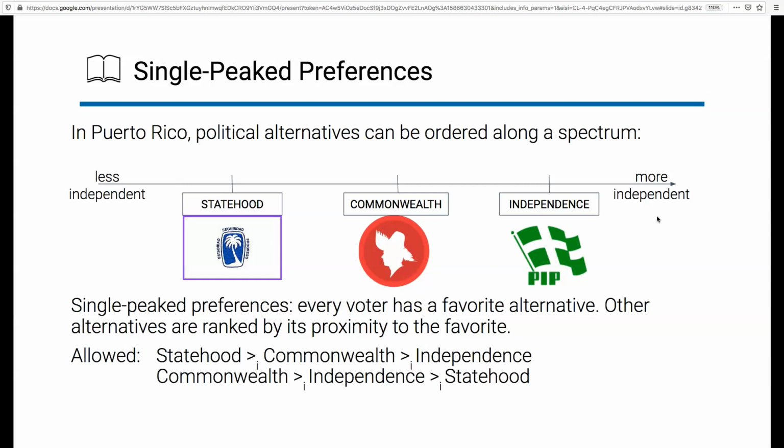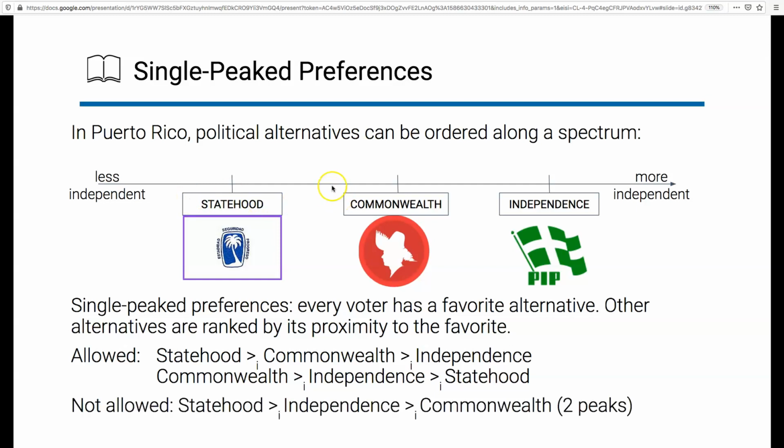For one, you can say, well, if somebody likes statehood, then the next closest to statehood is Commonwealth, and the second closest is independence, so statehood should be preferred to Commonwealth to independence. Or if somebody likes Commonwealth, well, it doesn't really matter, but independence and statehood should come second and third. What is not allowed under the single-peaked preferences condition is to like statehood and then to put independence as second best and Commonwealth as the third best, because independence on the spectrum is farther away from statehood than Commonwealth is.